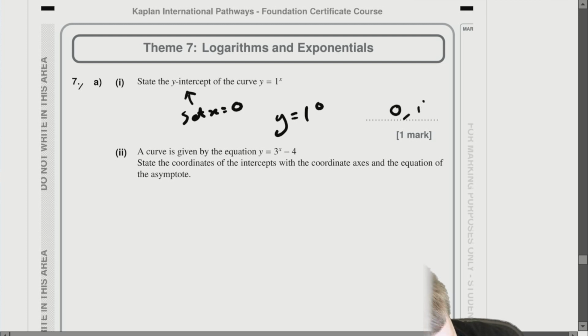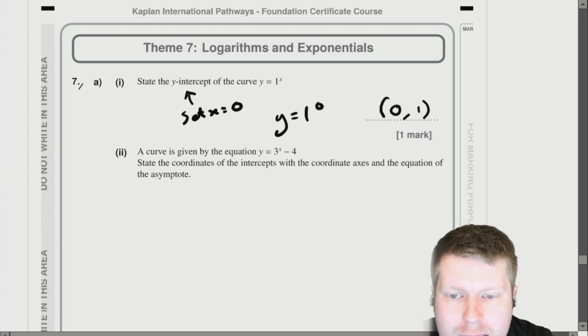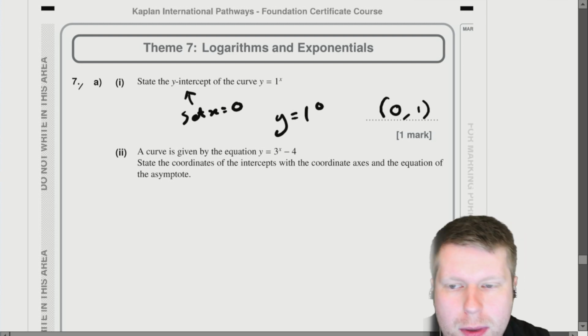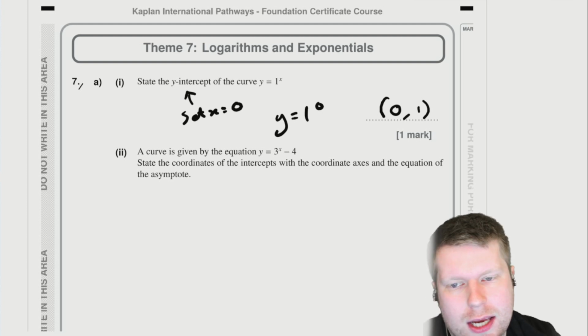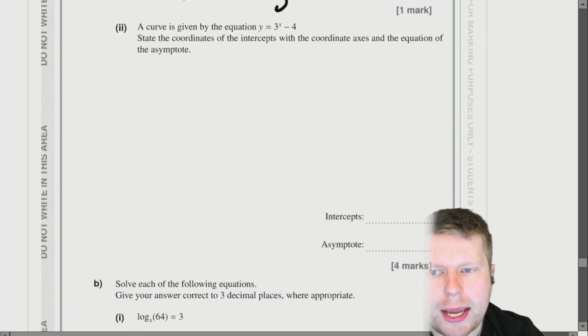So you can write y equals 1 or 0, 1. Either one is fine. Okay, easy 1 mark. People were leaving this question blank. Again, I think time had a factor, but still 0, 1 is the correct answer there, just setting x to be 0. Okay, part 2 then.